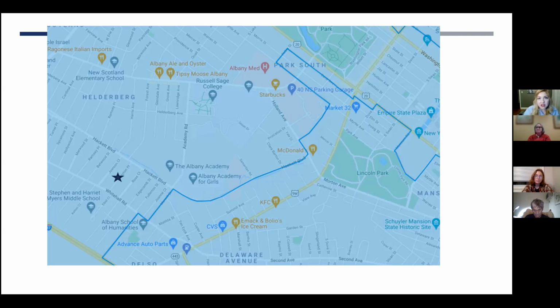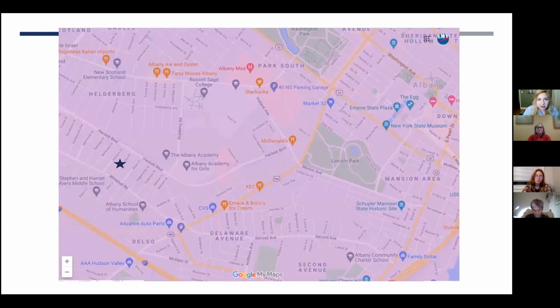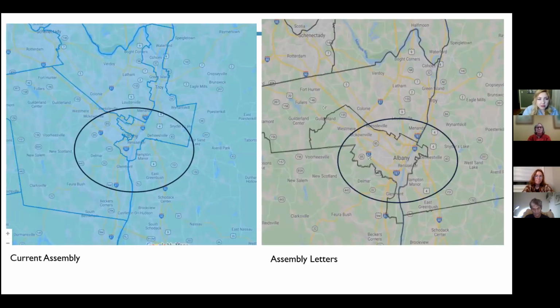So that was the first thing I looked at: is my street split in the new proposal? And it's not. So here's the red proposal again. There's my house, my street has not been split, and I definitely like that. Right off the bat, I'm like, I like this one better. It didn't split my street. So zooming out again, I'm going to compare the current to the assembly letters.